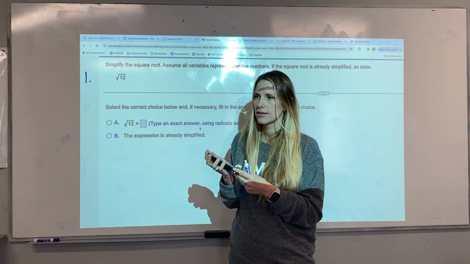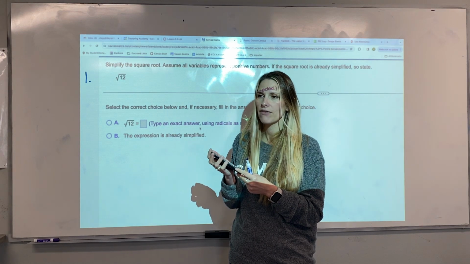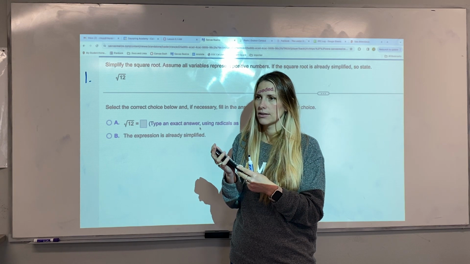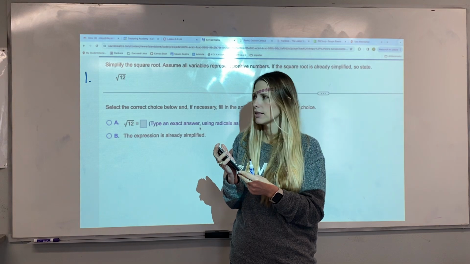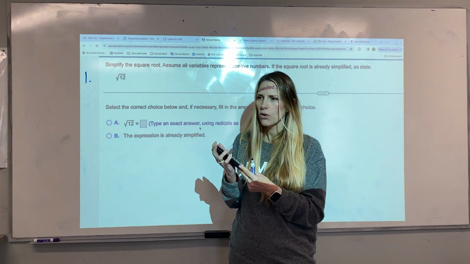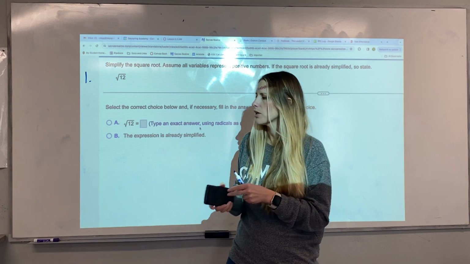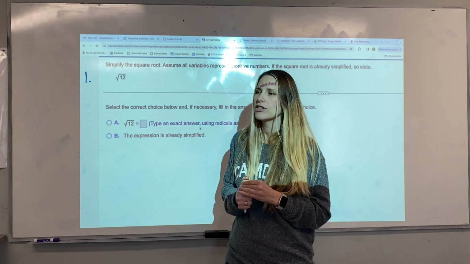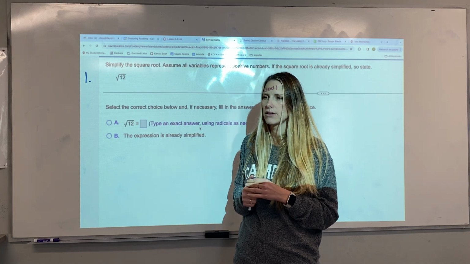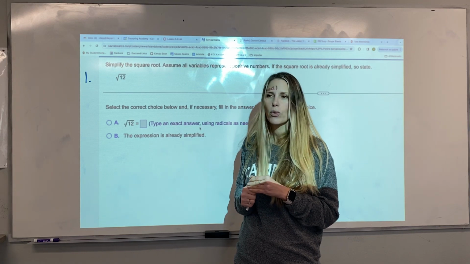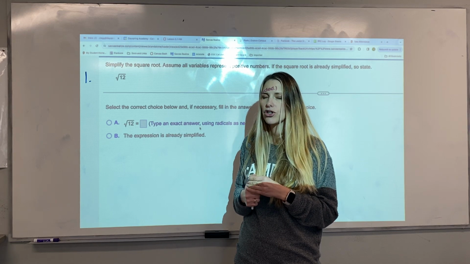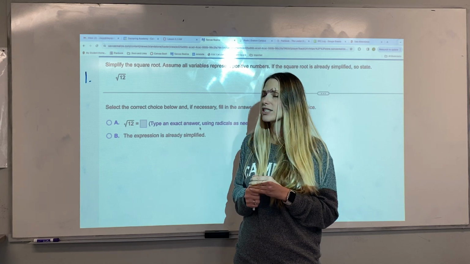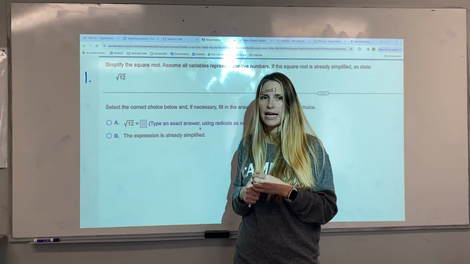So is 25 a perfect square? Yes, because the square root is a whole number, 5. Is 26 a perfect square? No, because the square root of it is not a whole number. Is 27 a perfect square? No. Is 28 a perfect square? Is 29 a perfect square? No. Is 36 a perfect square? Yes. Why? 6 times 6. Very good. Is 37 a perfect square? No. Is 38 a perfect square?